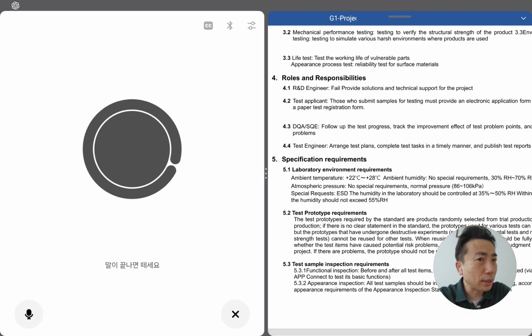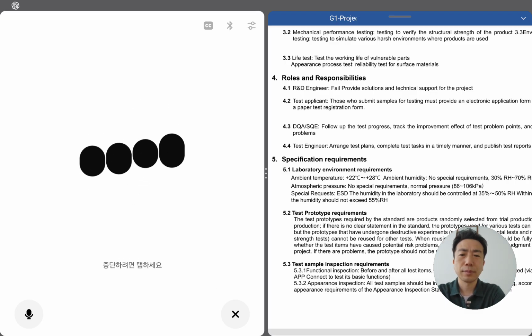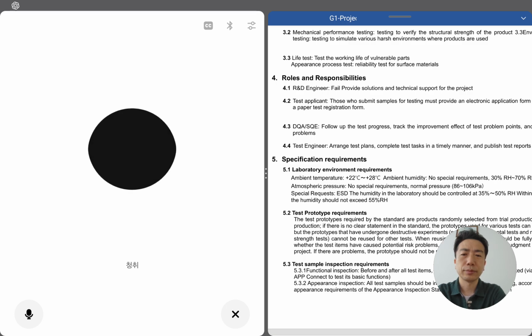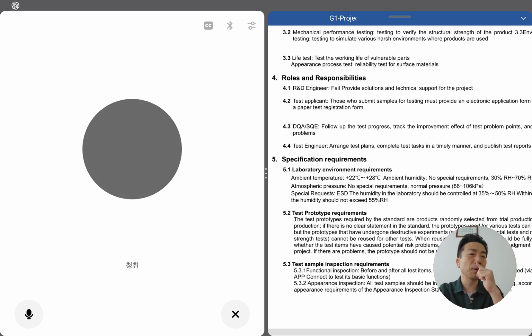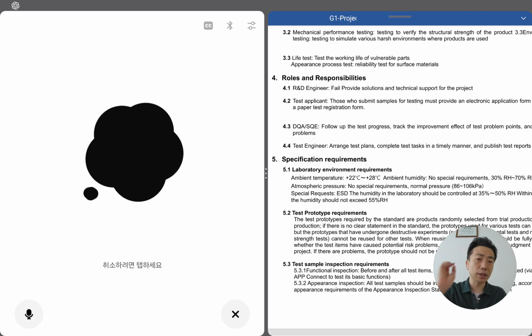GPT, I'm sorry. Let me hear one more time. It's all right, David. What's up? Let me hear one more time. GPT, let me hear one more time. I'm sorry, I missed it.